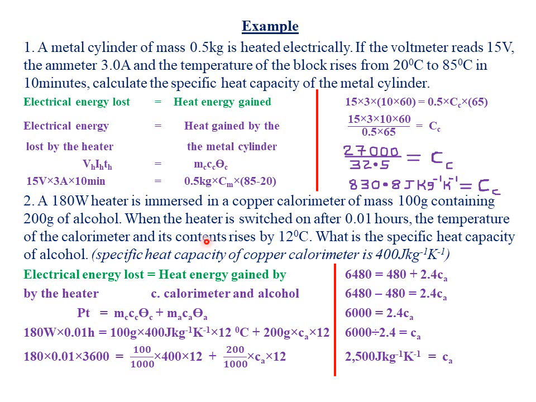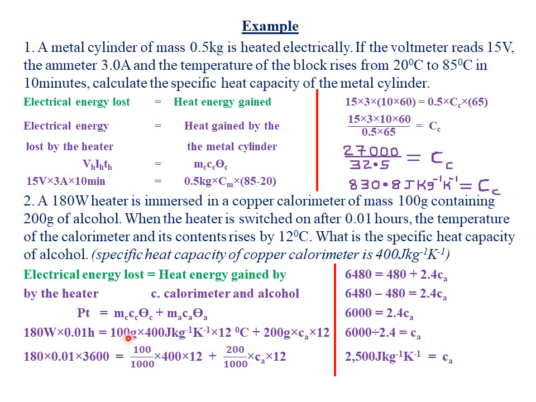Therefore, the change in temperature for the copper calorimeter will be equal to the change in temperature for the alcohol, which is still 12 degrees Celsius or 12 Kelvin in this particular case, because this is already a change in temperature. And we said if we are talking of theta, then whether it is in degrees Celsius or in Kelvin, the values will always be the same, as we proved from our very first lesson. Therefore, this will be 100.